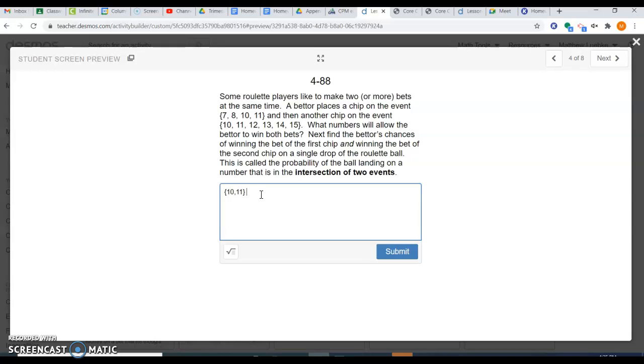Now it's asking for the probability that the ball actually lands on those two numbers. All right, and that's a different question. So see if you can answer that one. If you can't, always reach out and get some help, okay?